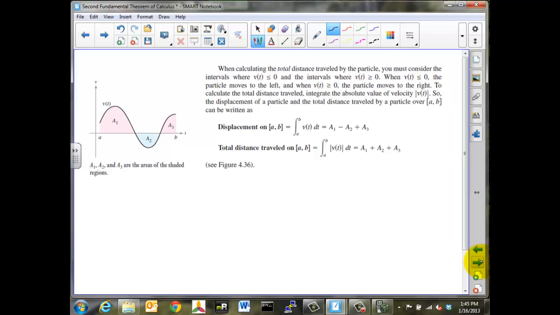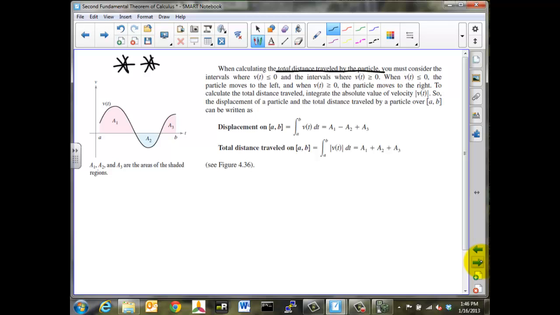Okay. Big ticket here. When calculating the total distance traveled, I want you to watch me right now. I'm going to take 2 steps over here. I'm going to take 1 step back. How far have I traveled? 3 steps. Because I went from here to here, 1, 2, then I turned around and took another. I took 3 steps. That's how far I traveled.